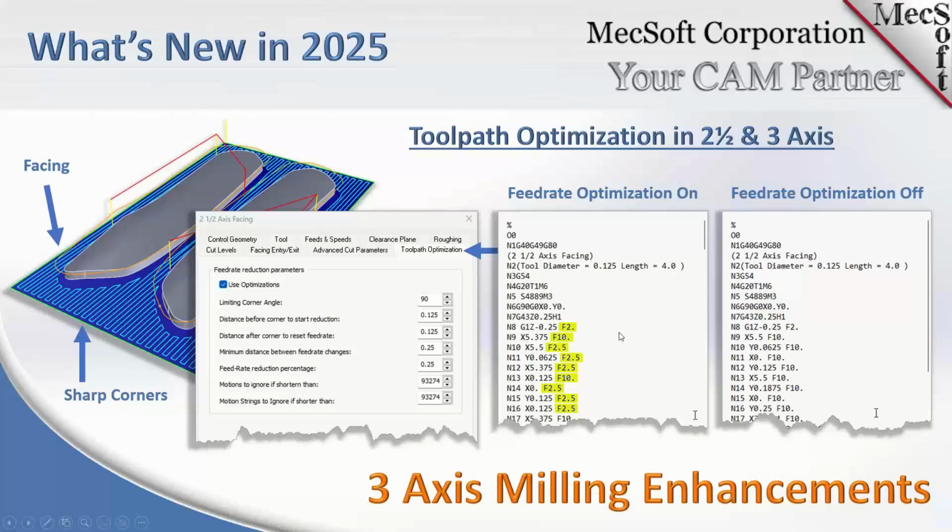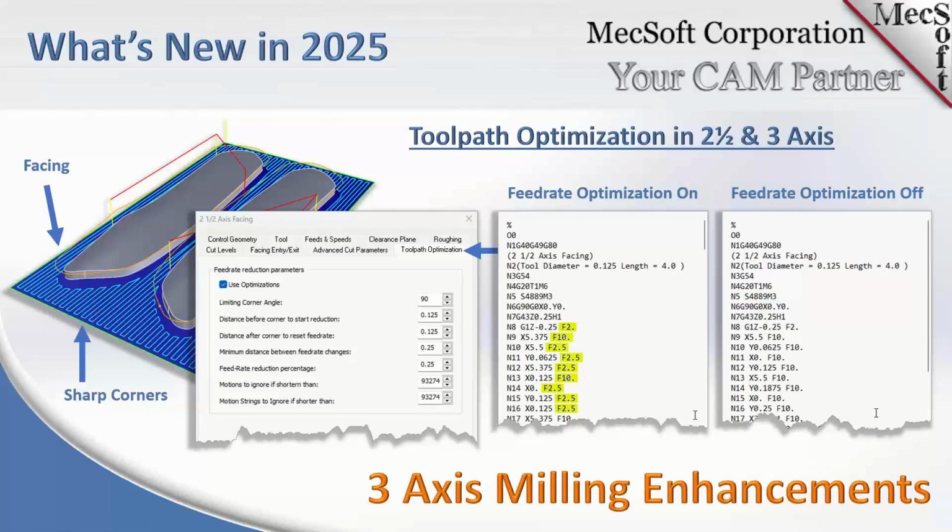So if you look at these dialogues, let's take a moment to look at these pictures we've got here. On the left, we've got the toolpath optimization, feed rate reduction parameters. Okay, so currently, if you look at these two parameters right here. Hold on a second. Okay, look at my feed rate. The most important parameter is the corner angle.